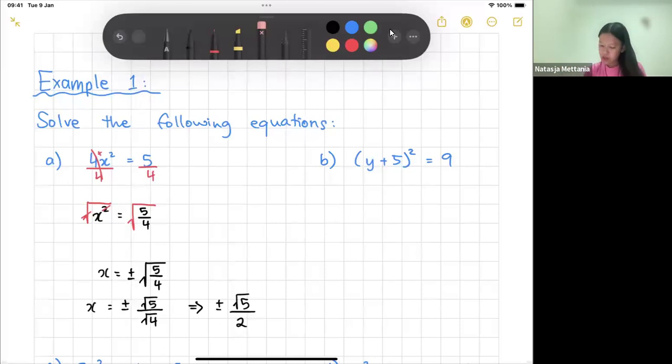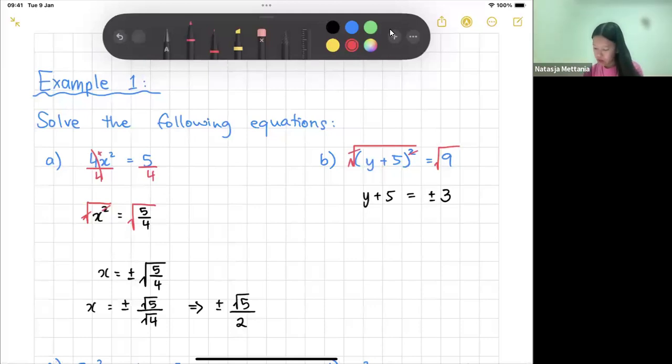Okay. All right, second question B. y plus 5 whole squared equals 9. All right, I want to get rid of that squared. To get rid of that squared, I need to square root it. Square root on both sides. This squared and this squared will cancel out. On the left-hand side, I'm left with y plus 5 equaling square root of 9, which is 3. But because it's a perfect square, I need to add that plus minus.